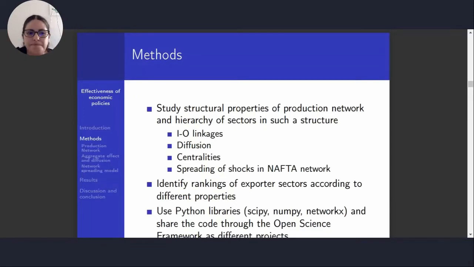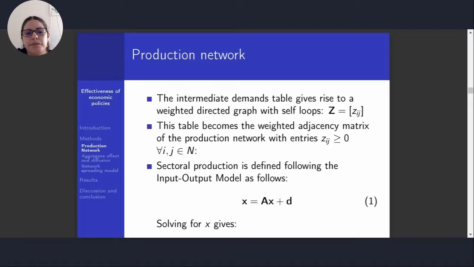On the next slide, I talk specifically about the production network. So how we go from the input-output tables to the network. So first, let me talk a bit about the input-output model.